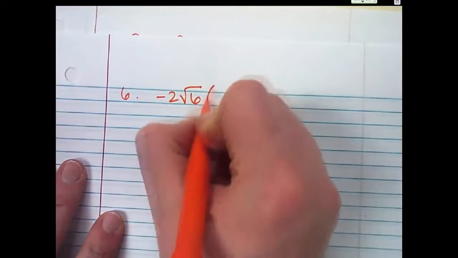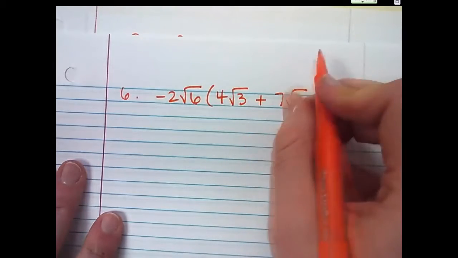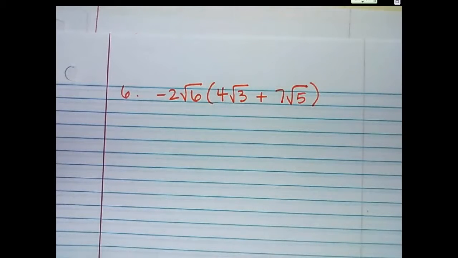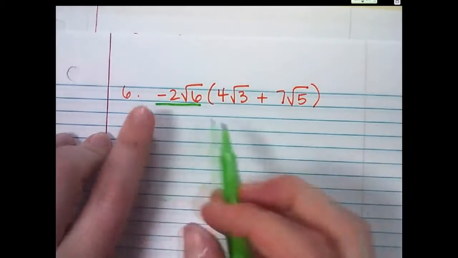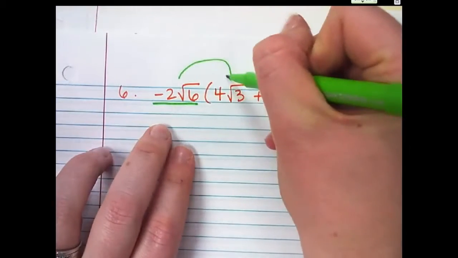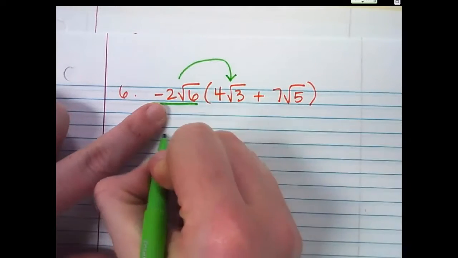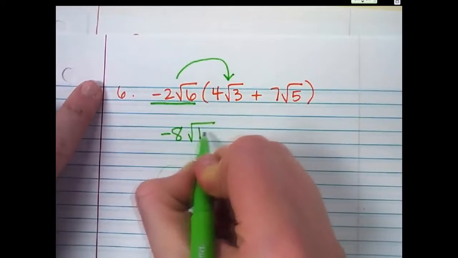Negative 2 square root 6 times 4. Okay, so instead of two binomials, this is just a single term. So just be careful because some people get confused by the two parts. You're multiplying this whole thing by this term and then by the second term. So I multiply the coefficients, negative 8. And then I multiply under the radical would be 18.